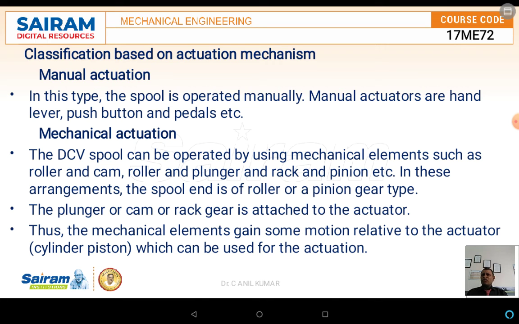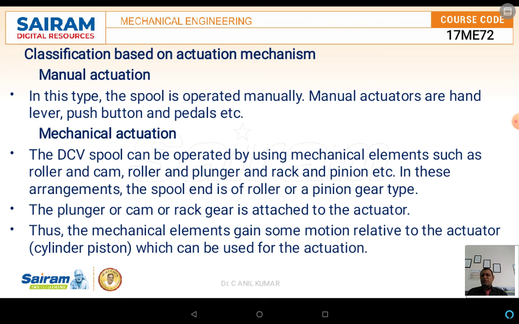The next part we are discussing is the classification based on the actuation mechanism. We have discussed this in detail; here I am just glancing over it. The actuation mechanism depends upon the type of actuation. The first and very simple one is manual actuation. The second is mechanical actuation. The third is solenoid actuation, the fourth is hydraulic actuation, and the fifth is pneumatic actuation.